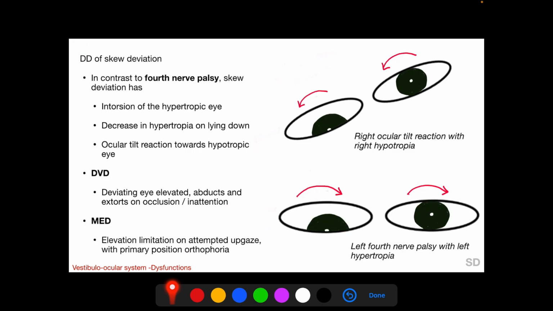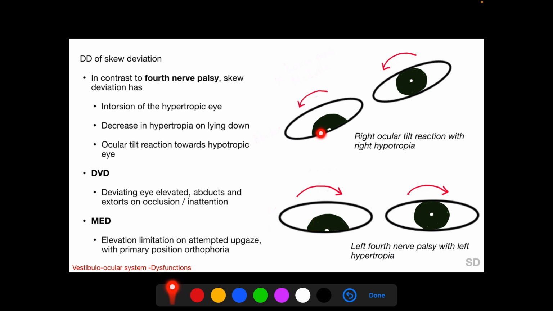The differential diagnosis of skew deviation are the other vertical misalignments of the eye, which include fourth nerve palsy, dissociated vertical deviation, and monocular elevation deficiency. In contrast to a fourth nerve palsy, a skew deviation has an intorsion of the hypertropic eye, a decrease in hypertropia on lying down, and an ocular tilt reaction towards the hypotropic eye. So here we have a right hypotropia from a lesion in the right otolithic apparatus, and here we have a right hypotropia from a left fourth nerve palsy.